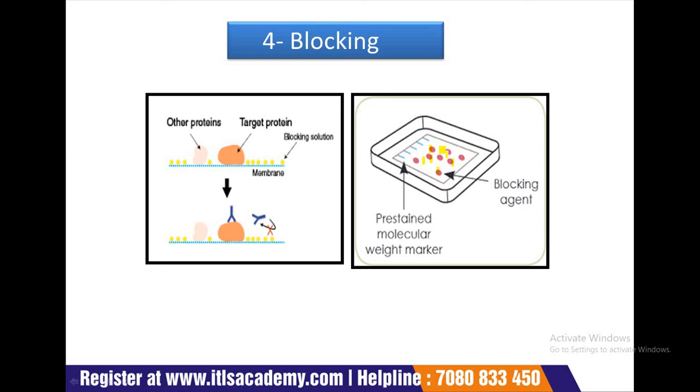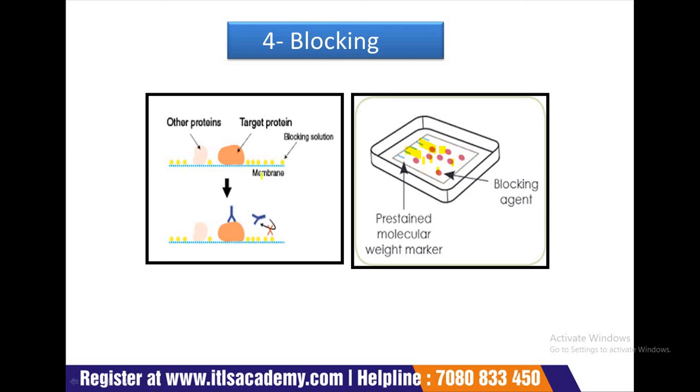Again, when the membrane is placed in the dilute solution of protein, the proteins attach to all places in the membrane where the target protein has not attached. In this way, the noise in the final product of the Western blot can be reduced, resulting in clear results. You can see here the clear results only in the red color.